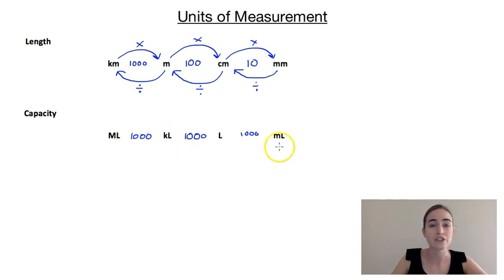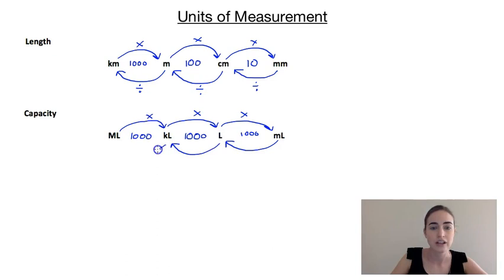So for capacity, it's always 1,000, and it's going to be the same thing if we're going from a big unit and we're converting it into a smaller unit, then we're always going to multiply. Whereas if we're going from a small unit and we're converting it into a larger unit, then we're going to be dividing. Our next units are all about mass.